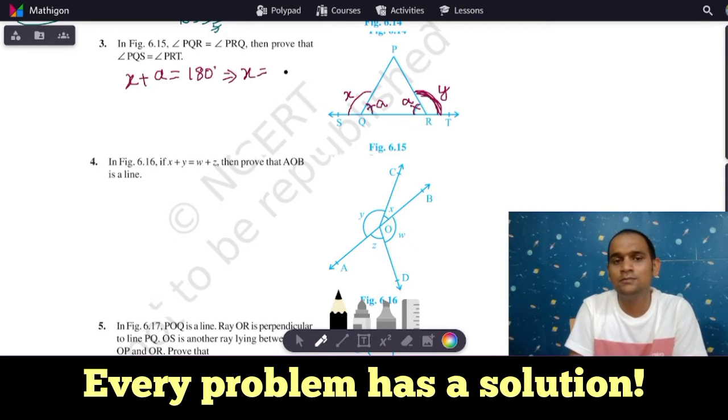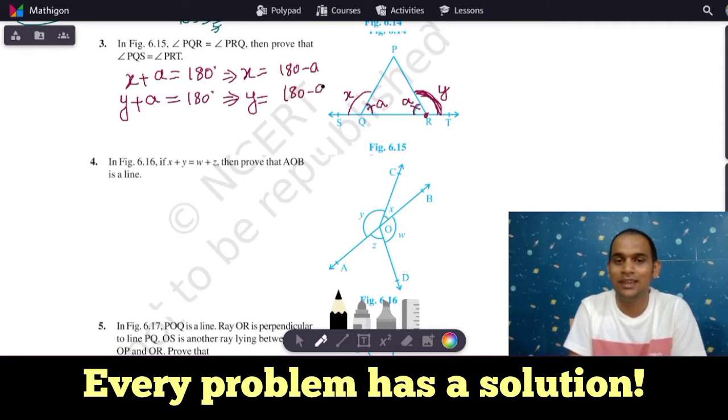X will be equal to 180 minus A. Now again, since R is a point on the straight line ST, once again at this vertex we are forming two adjacent angles which are forming a straight line by linear pair axiom. So when you are writing the answer, you must mention that you are using linear pair axiom. So once again, y plus a equals 180 degrees.